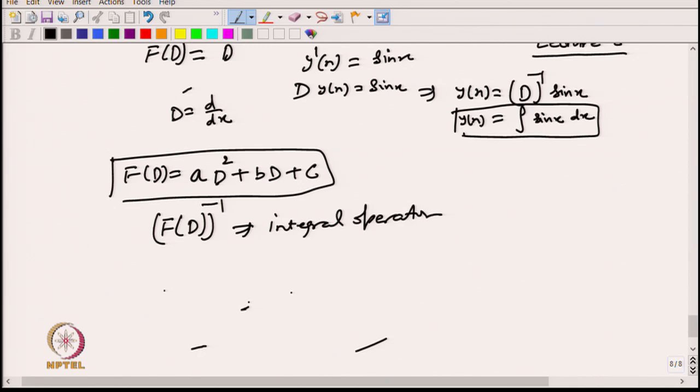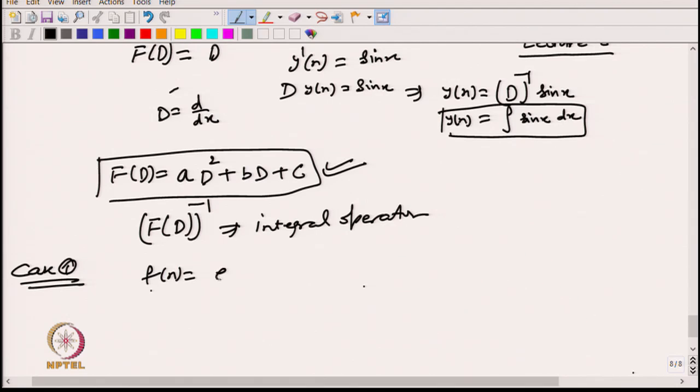If it is a simple one, then we have defined that this is the inverse, but what will happen if I have my F(D) of this type? So, let us do this case by case. I will start with case number 1, when my function on the right hand side f(x) is some exponential function e raised to power alpha x.